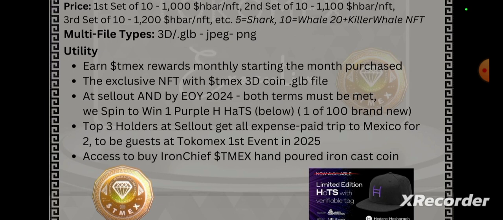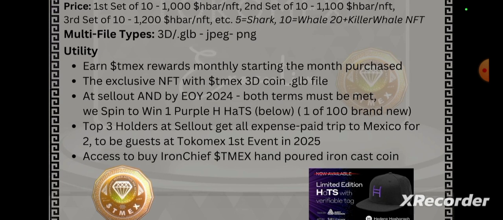The next really cool one is the top 3 holders will, at sellout, get an all expense paid trip to Mexico, and that will include 2 guests to come join us at the first Tokomex event in 2025, which I'm about to explain here in just a second below, because we have a few goals for the year.